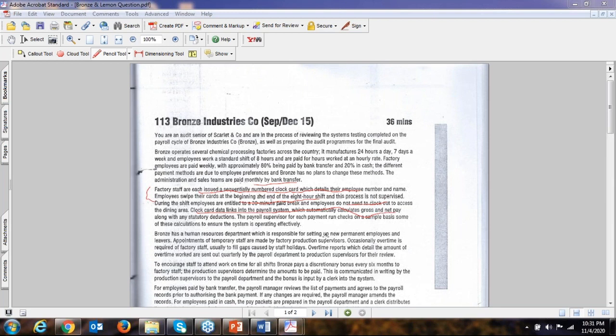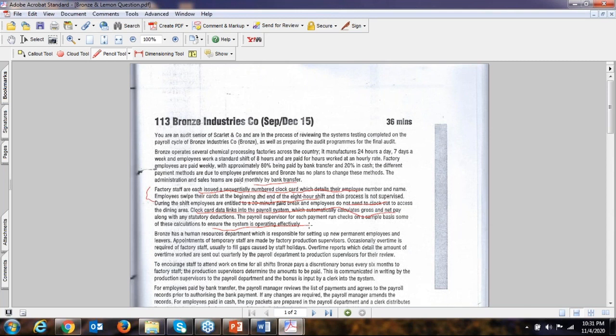Now, what is the third key control? The payroll supervisor for each payment run checks on a sample basis some of these calculations to ensure the system is operating effectively. So this is the third key control.